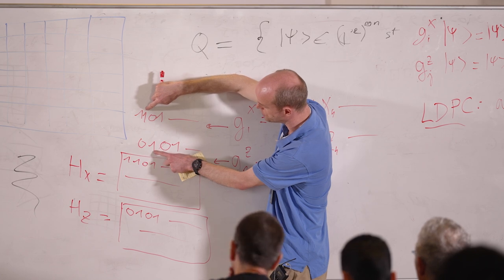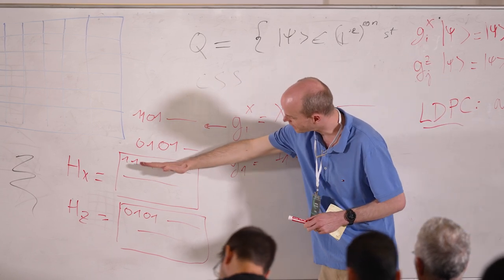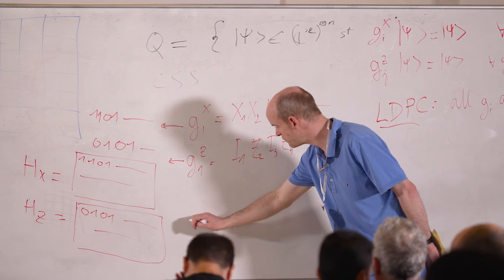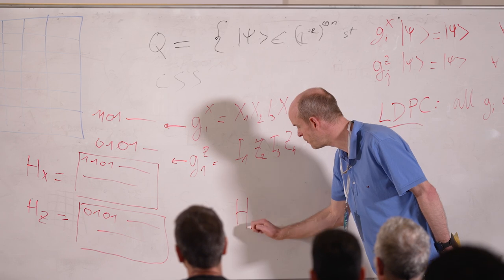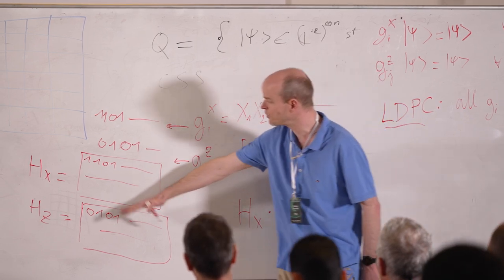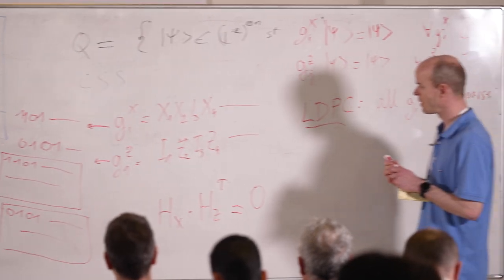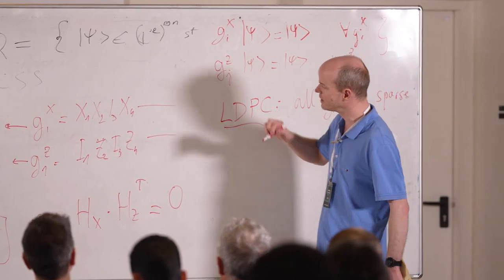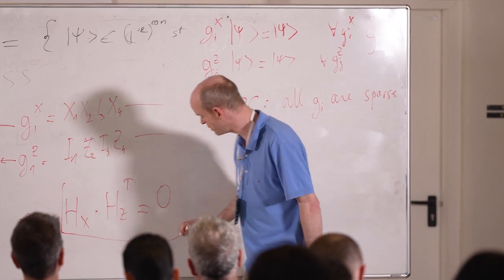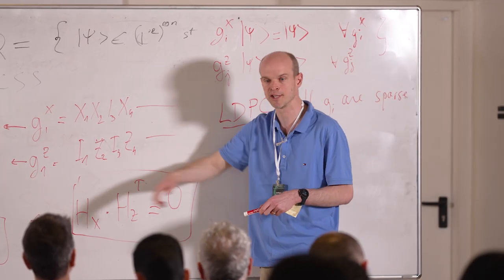So you get a 1 on the second qubit and a 1 on the fourth qubit. What you need is that if you take any row in the first matrix and any row in the second one, these two things should be orthogonal. This is the same as saying that if you take HX and multiply by HZ transpose, which takes the dot product of every pair of rows, this should be 0 mod 2. So a quantum CSS code is really what you get when you give me two matrices, HX and HZ, that satisfy this condition, and it will be LDPC if, in addition, these matrices are sparse.